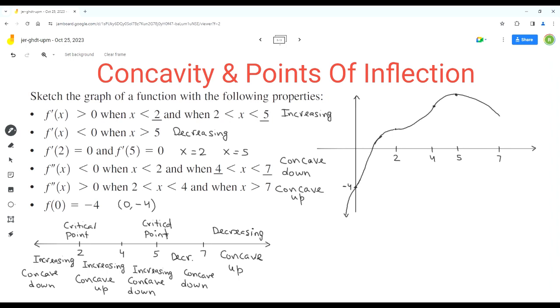Now to the right side of x equals 7, the function is decreasing but concave up. So that means it will continue going down from left to right, but the concavity should be up. So it can go like this. So this can be the sketch of function f at x based on the given properties. These are the steps you have to keep in mind to solve a problem like this one.